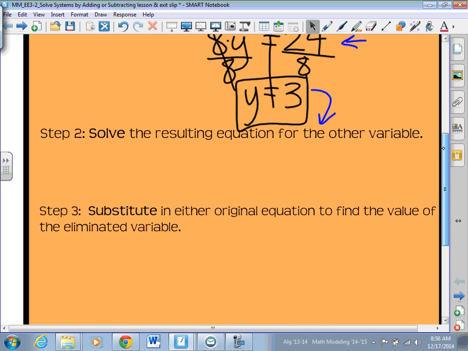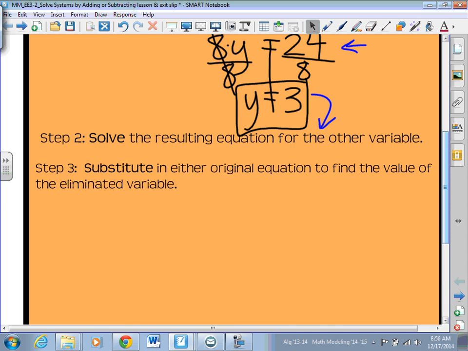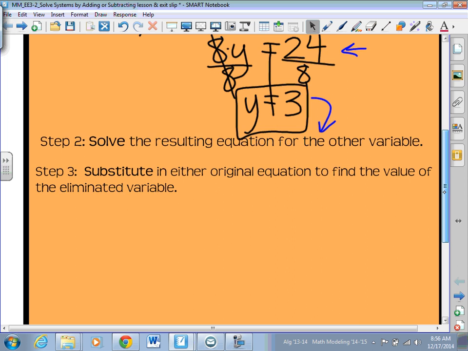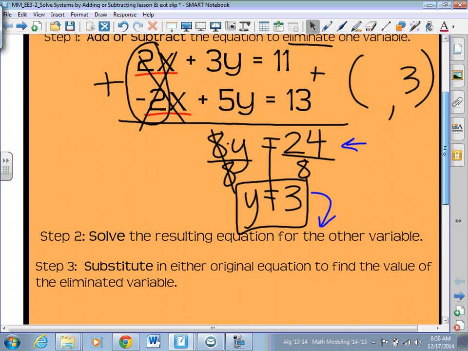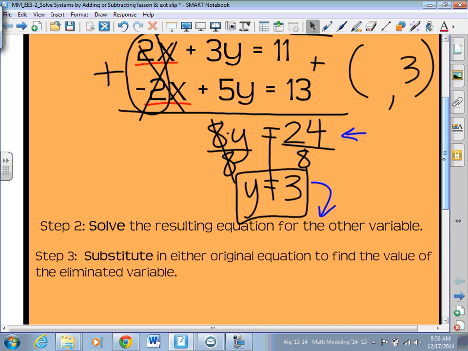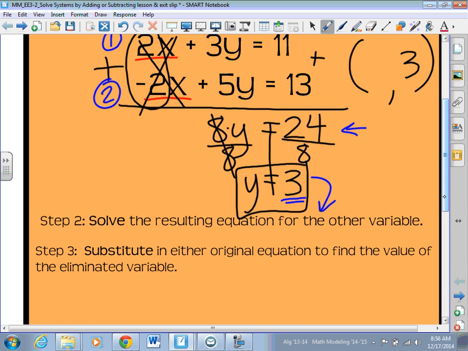Step 3 is to substitute in either original equation to find the value of the eliminated variable, meaning in this case the x. So if I have y equals 3, that means I'm going to plug in 3 for y in either my first equation or my second. It does not matter, but what does matter is I have to solve it for x because that was the eliminated variable. Please make sure you have these steps written down.